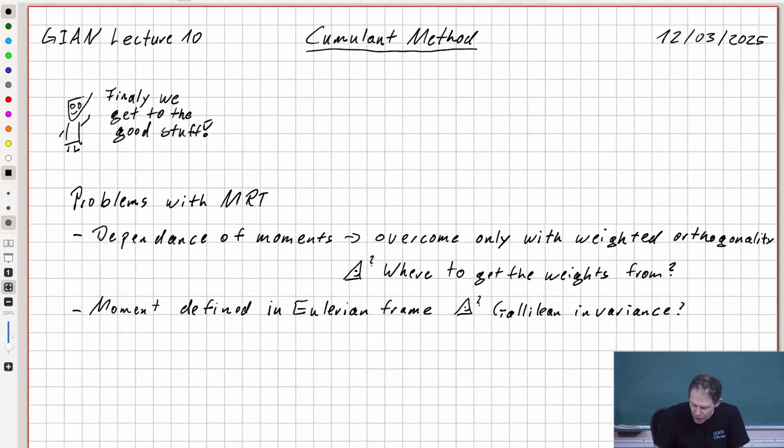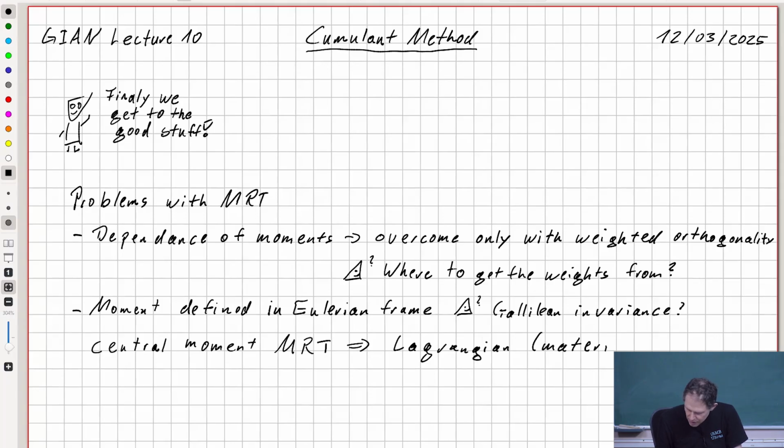So the first thing you could do in order to overcome this problem with the Galilean invariance is what you did yesterday in the hackathon. You can use central moments instead of raw moments in your MRT. Say central moment MRT. So taking the moments in the Lagrangian, the material frame.